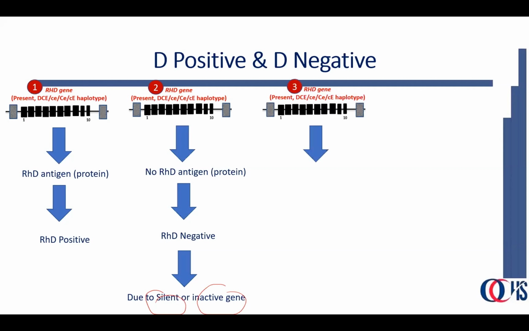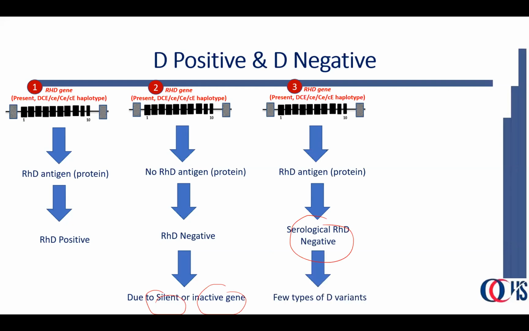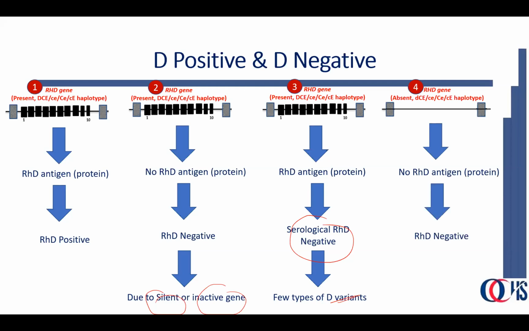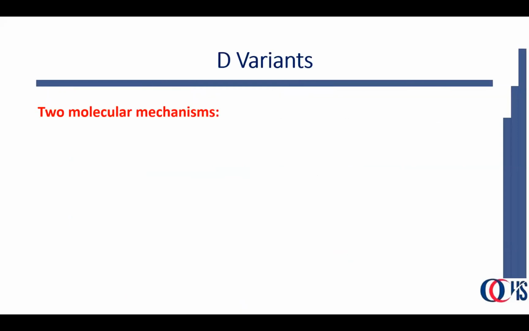Scenario 3, there is the RhD gene, there is RhD antigen, but when you do a serological test, as in one of the cases Dr. Soumya showed, serologically it's RhD negative, but the gene is present. This is where you can see a few types of D variants, and one of them is the partial D, D3 type, which Dr. Soumya exactly showed you. Now, the scenario when there is no RhD gene at all, there will be no RhD antigen, and the phenotype will be RhD negative.